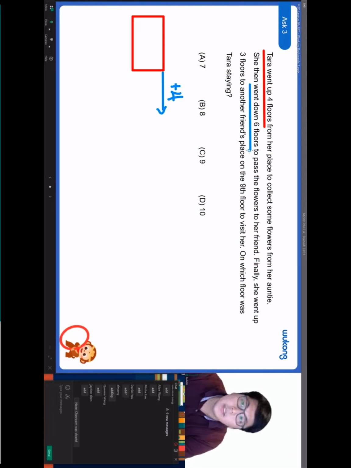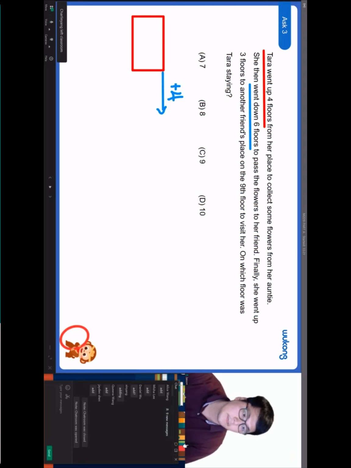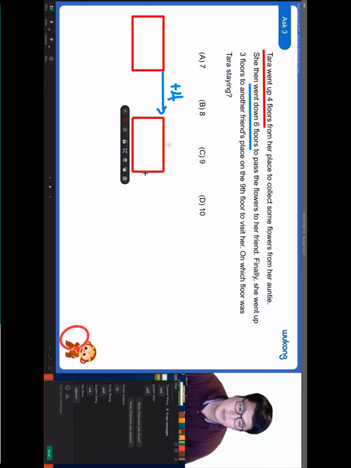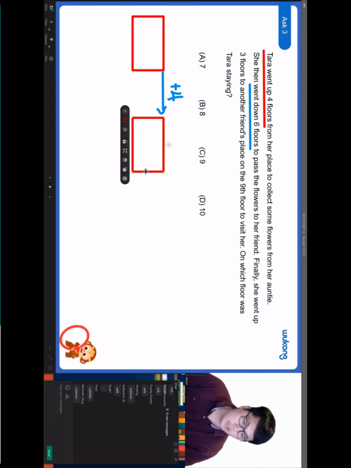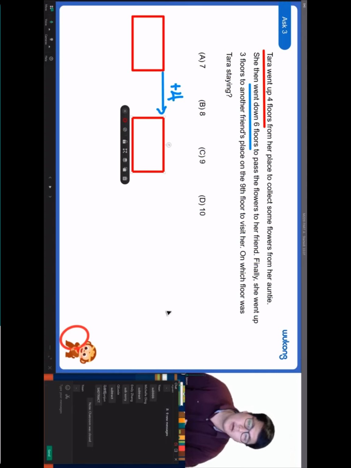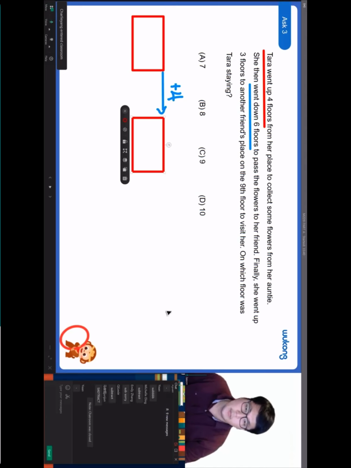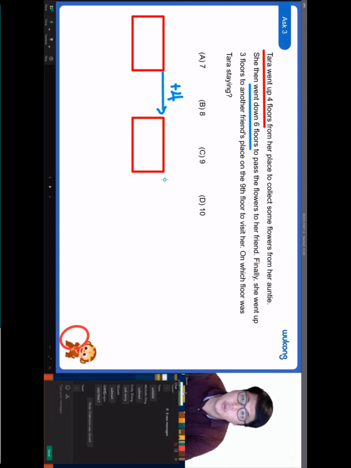She went down 6 floors to pass the flowers to her friend. If we're going down, naturally, what do we think? Do we add or subtract? Yes, we subtract. Exactly, guys. If you're going down, we subtract. Because if I say, unfortunately, your marks are going down, it means from 100, your marks were 90 or even lower, 80%. So it's subtract. It's minus. So if she went down 6 floors, then we need to subtract 6.